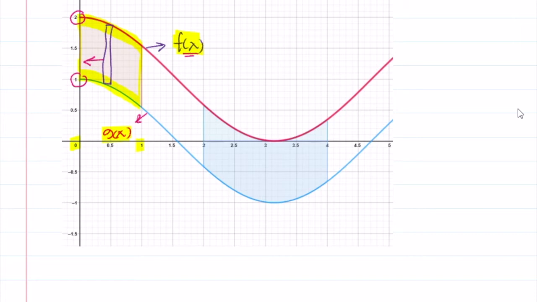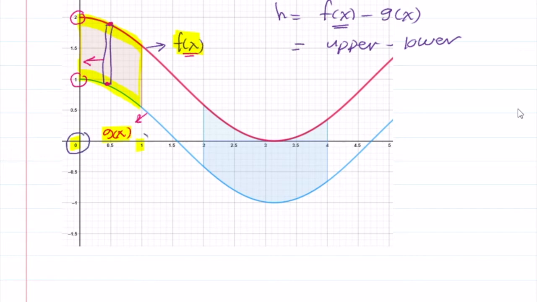So if this is the height between the function f of x and g of x, that height h equals f of x minus g of x. Or we can say that the height will be equal to the upper function minus the lower function. So I have two functions. The first function is f of x. It's always above g of x over the given interval from 0 to 1.